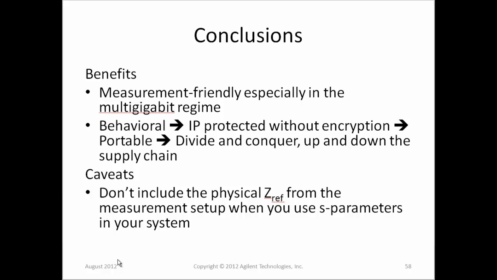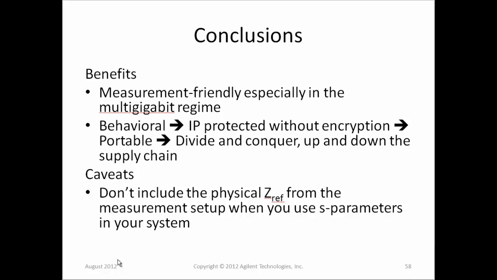So here's some conclusions. The benefits of using S parameters is they're extremely measurement friendly, especially in the multi-gigabit regime. They take into account all the RF microwave effects that happen at gigahertz frequencies, where the wavelength is small compared to the device under test, and it takes into account reflections and so on. They're behavioral models that provide IP protection without the need for encryption. And because you don't need to encrypt them, they're portable. You can use divide and conquer methodology up and down the supply chain to receive these portable models from your vendors, from connector vendors, PCB vendors, and so on.